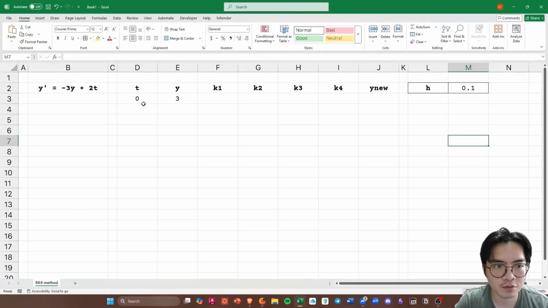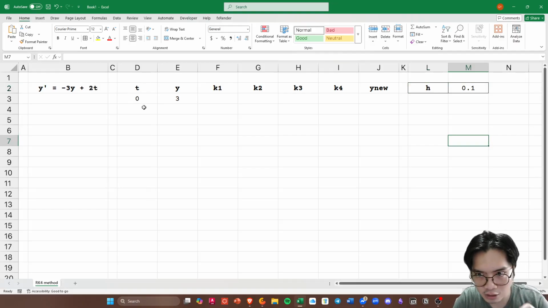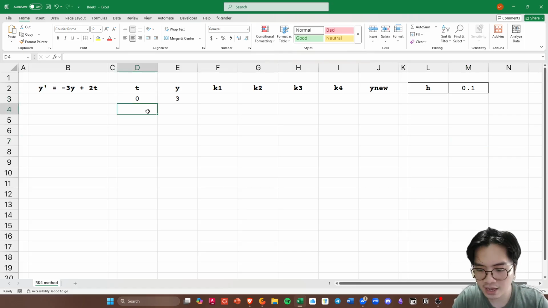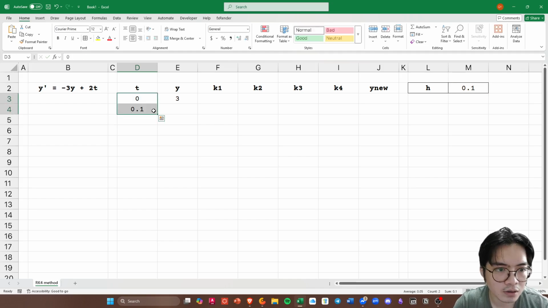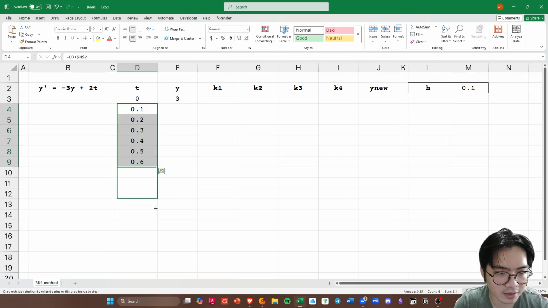Pero for now, ang gawin na muna natin is that let's just set in all of our values for t. Right? Ang gagawin ko is that I will make it such that this is the old value plus our step size. Let me lock that. And then, we go on and on. And we go, like this.